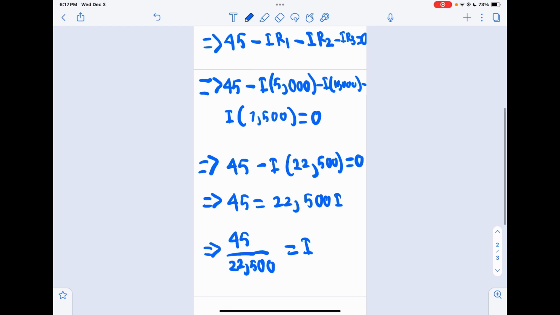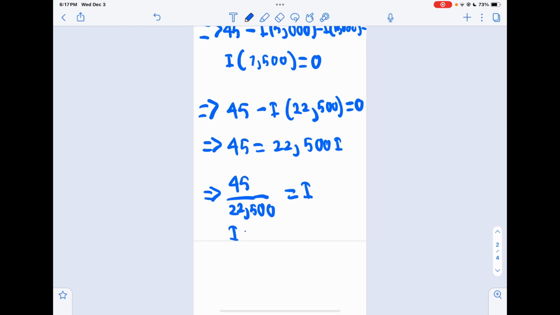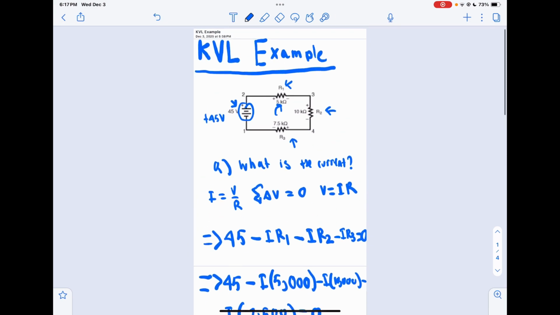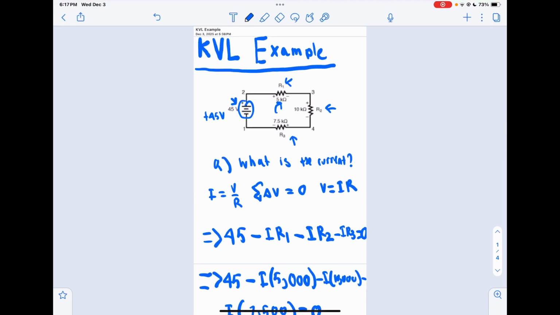And so we get I equals 0.002 amps. Just like that. So now what we have solved is a simple circuit that is just asking us what the current is using KVL and Ohm's law.